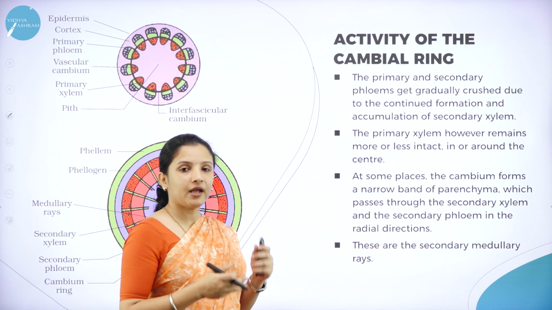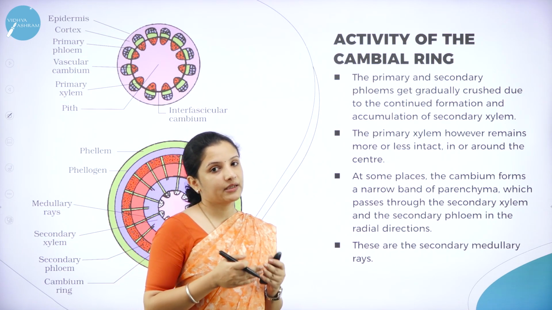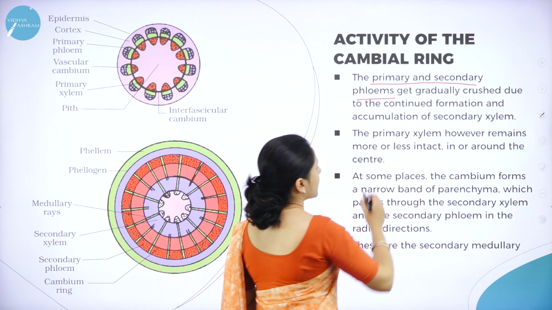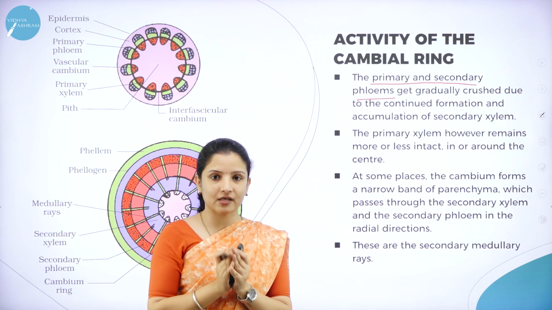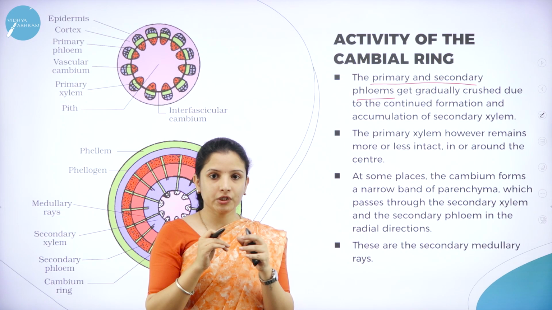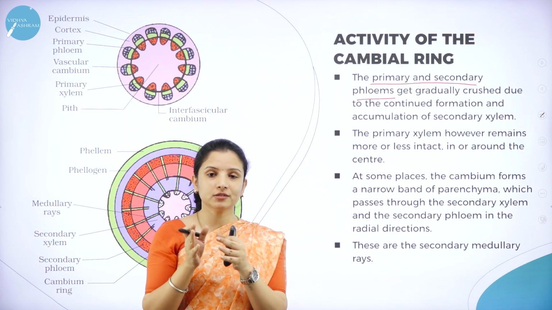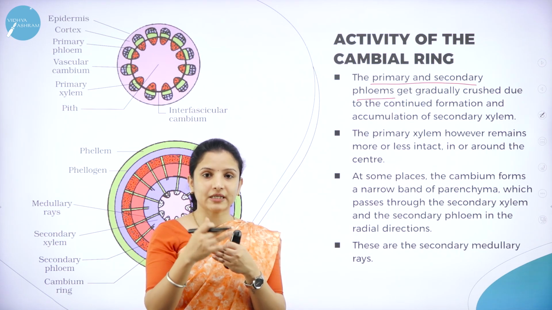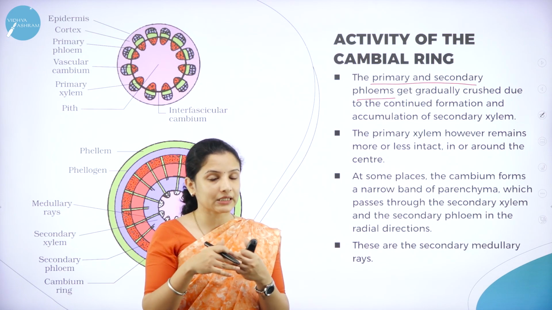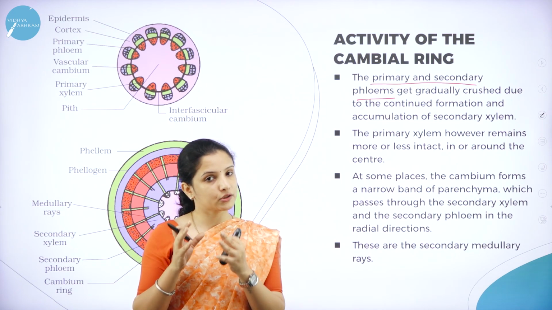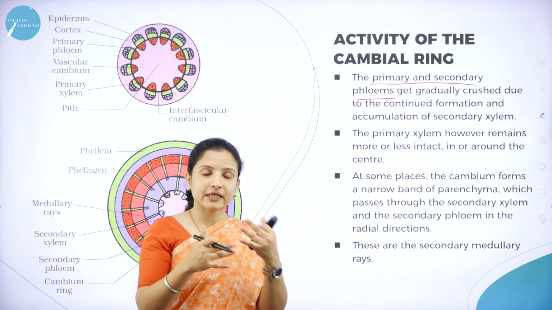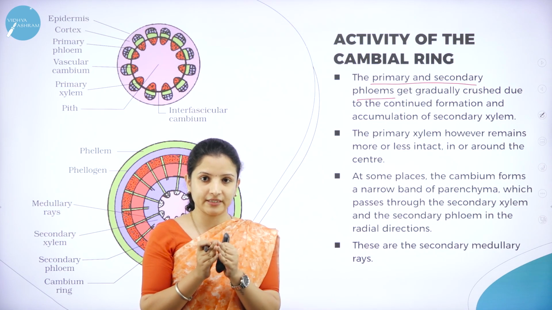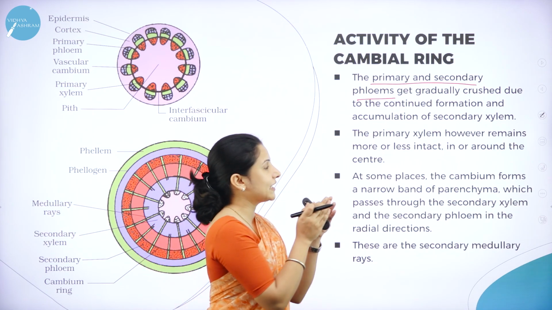So now the primary and the secondary xylem as well as the phloems are being formed. The primary and the secondary phloem actually get crushed. Why does it get crushed? It's because, as I told you, the cambial ring concentrates more towards the xylem cells. Therefore, the formation of the secondary xylem is more when compared to the secondary phloem. As the secondary xylem cells increase in number, there is no place for the secondary phloem cells. Therefore, the secondary phloem cells get crushed.